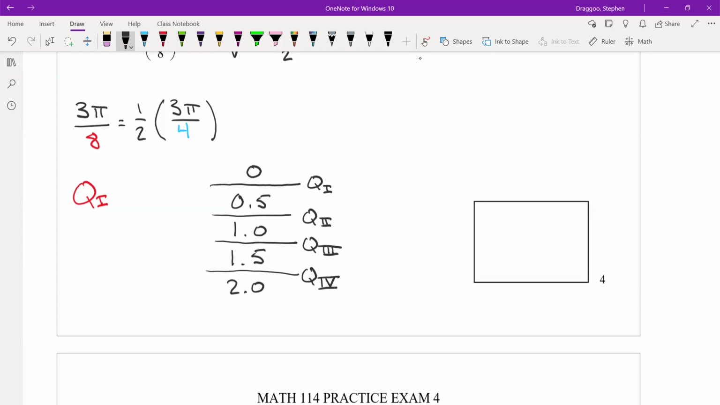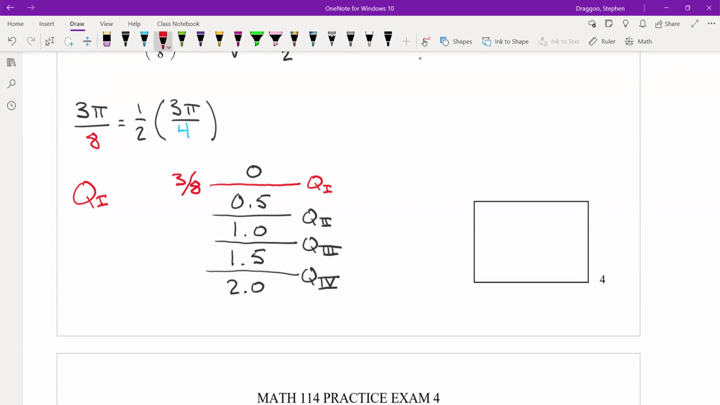So quadrant 1 is between 0 and pi over 2, or between 0 and 0.5 times pi. Quadrant 2 is between 0.5 times pi and 1 times pi, and so on. I need to place 3/8 into one of these quadrants, in between two of these numbers. It goes along one of these lines that I drew in, and 3/8 as a decimal is 0.375. 3/8 goes right here, in between 0 and 0.5, meaning that 3 pi over 8 is in the first quadrant.